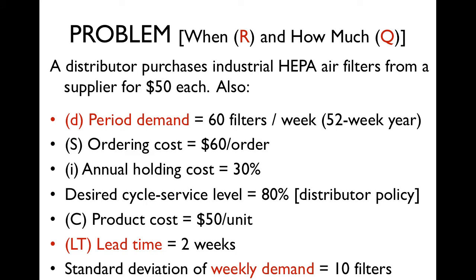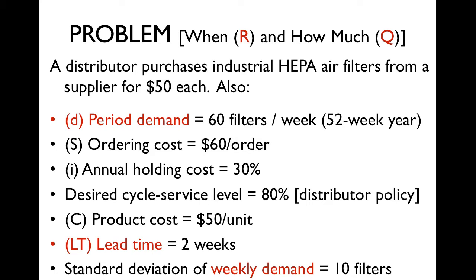All right, so here's a sample problem we're going to work through to see if we can get to the solution. In this problem, a distributor purchases industrial HEPA air filters from a supplier and they buy them for $50 each. Then we have some information about the situation. The demand that the distributor experiences, that means their customers, is about 60 filters a week. Ordering cost, it costs the distributor $60 to process the order. Remember, that was all the costs around managing the purchase order and receiving, etc.